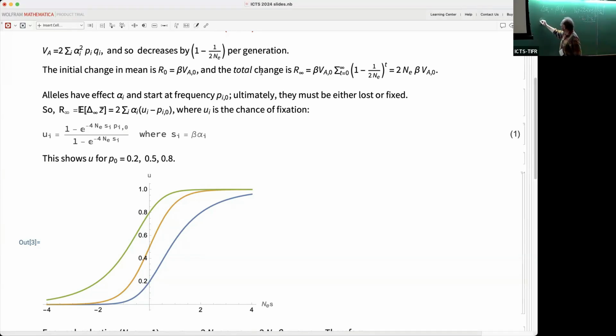And what we really want is something that's sometimes called R infinity, the total response, the total change in mean, or we could write it as the sum of the change in mean over time 0, 1, 2 up to infinity, which is equal to beta times the sum of this thing, which is going to be VA0 times the sum of this geometric series. Okay, so we've simply got an additive variance that's decreasing geometrically over a time scale of 2Ne generations, and that simply sums to 2Ne.